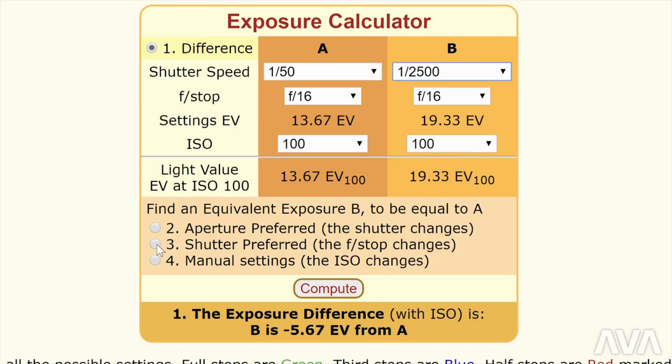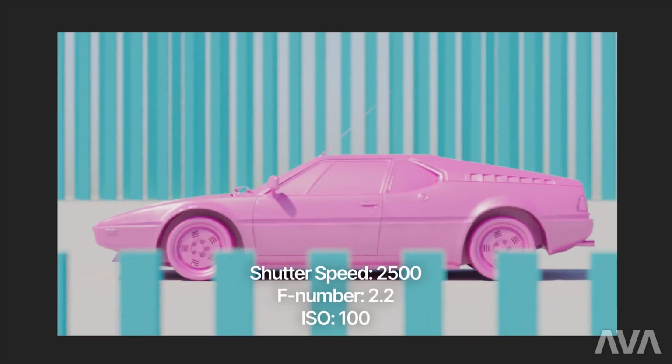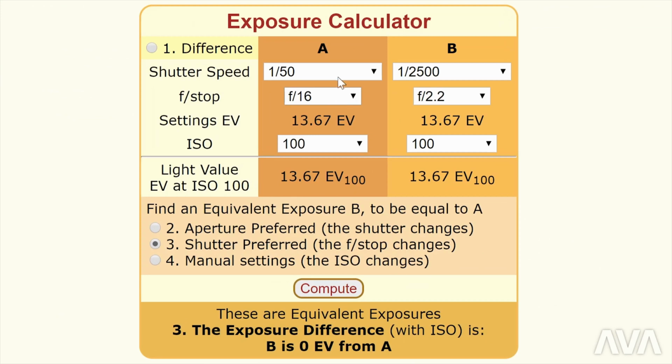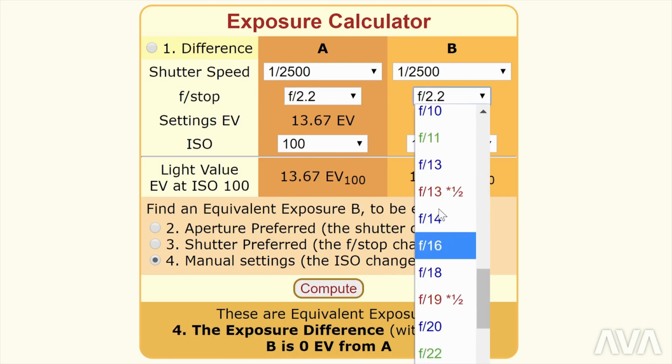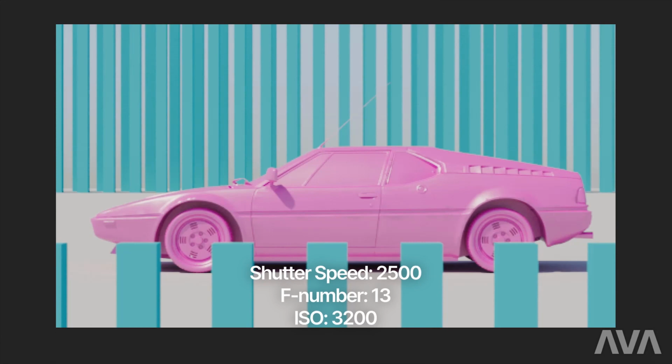Let's say we want to change the aperture. 2.2 is the value we have to use. Let's say we don't want to have a shallow depth of field, so let's adjust the number. Let's use 13. Now we have to calculate it again. We should use ISO 3200.